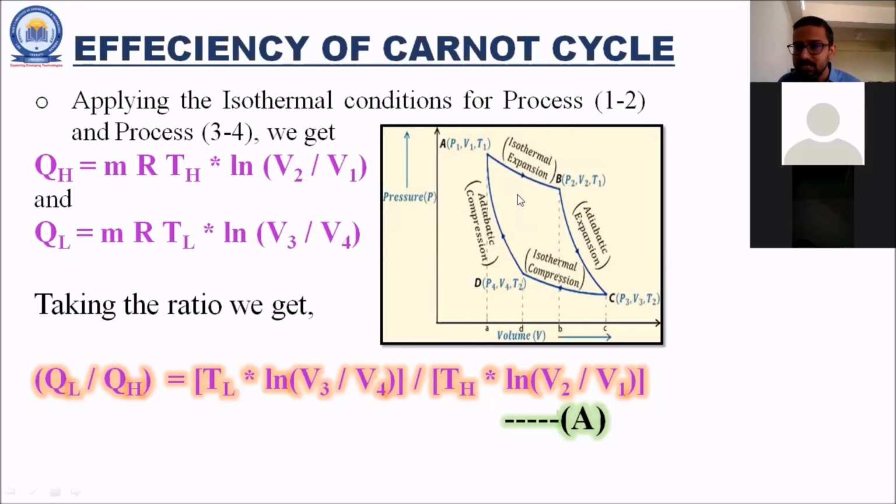In place of C, I can write PV or MRT. So for QH, that is per process 1 to 2, energy entering the engine or the cycle, I will write QH is equal to MRTH ln of the final volume divided by the initial volume. And similarly for the other process, 3 to 4, the isothermal compression process, the same logic is applied. So QL is equal to MRTL ln V3 by V4.